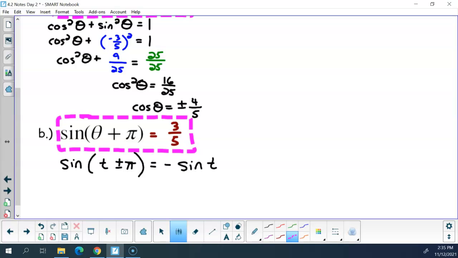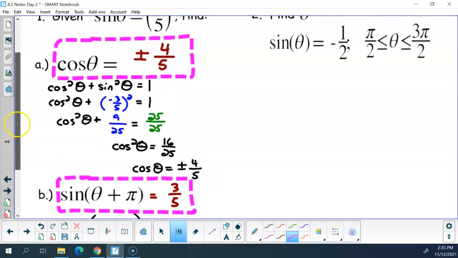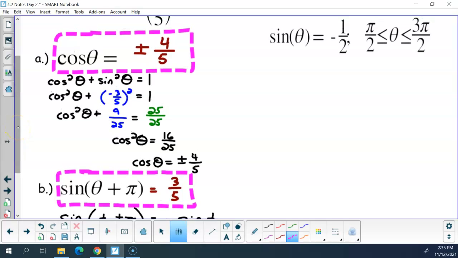Yes? Sine is negative 1/2. Oops, I should fix that one too. We'll fix that one in a minute. Okay? Sine is negative 1/2. That one kind of got scrunched a little bit. Okay? And we are in between pi over 2 and 3 pi over 2. So we're left half of the unit circle, quadrants 2 or quadrants 3. Sine is y. That puts me at 7 pi over 6. So theta here is 7 pi over 6.